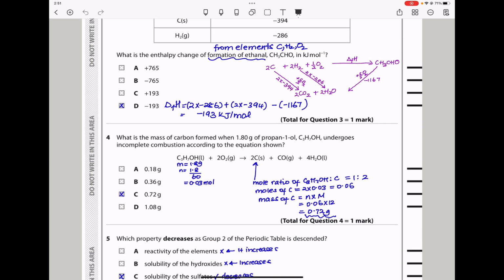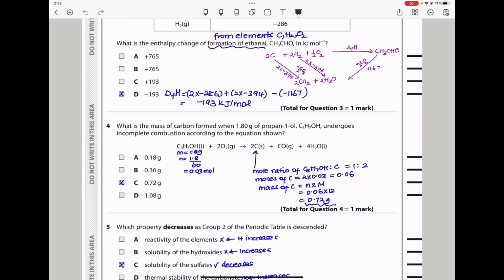Question 4. What is the mass of carbon formed when 1.8 grams of propan-1-ol undergoes complete combustion according to this equation? Now we know propanol is going to be 1.8 grams, so the number of moles is 1.8 divided by the molar mass, which is 60, so the moles are going to be 0.03. The mole ratio is 1 to 2, which is going to be 2 times that, giving us 0.06. So to find the mass, it is the number of moles times molar mass, which is 0.06 times 12, and I got 0.72 grams, so C is the answer.